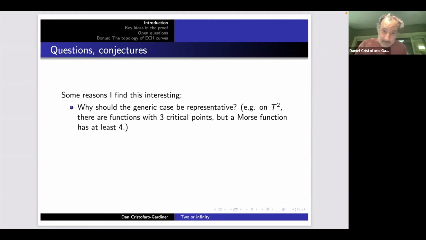So here's some finite dimensional problem. You can argue whether you think it's a reasonable analogy or not. But on the two-sphere, on the two-torus, there are functions with 3 critical points. But if you want a Morse function, it has to have at least 4, as is well known. In other words, in this particular case, if you're interested in questions about the number of critical points, the generic case is not representative.